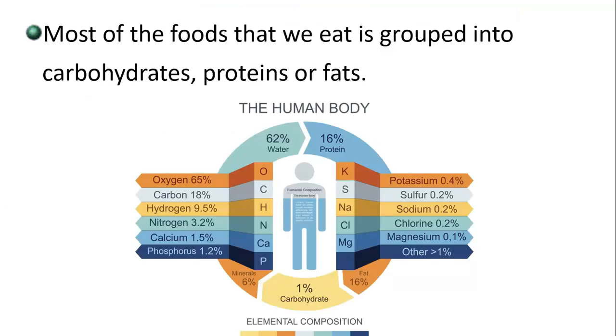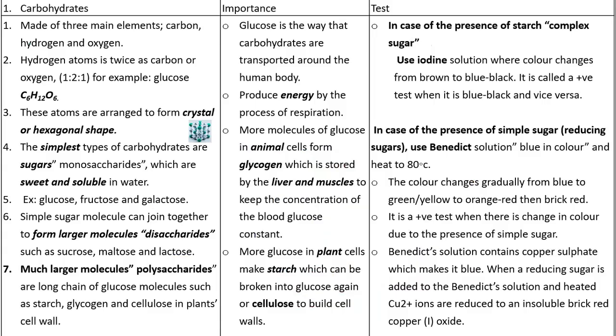Okay, most of the food we eat is grouped into three main major categories. Those categories are carbohydrates, proteins, and fats. And actually, those are the three main categories that our body needs also. So, everything that we eat will always go into a function that our body needs. Let's take a look into carbohydrates.